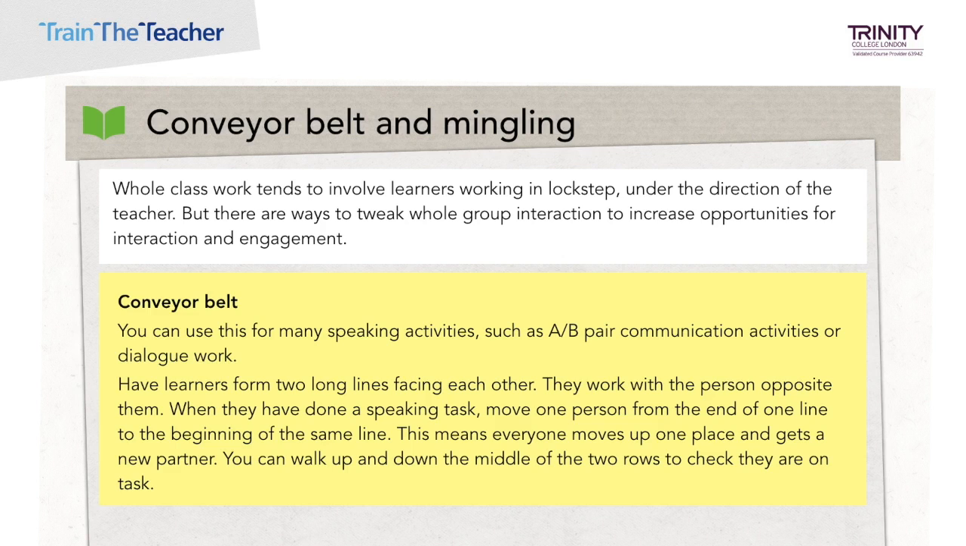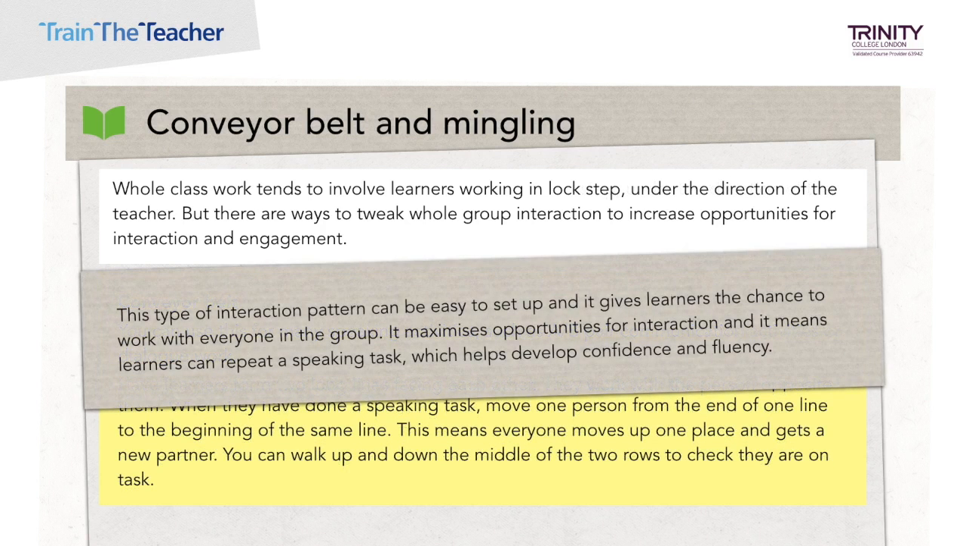You can walk up and down the middle of the two rows or along the sides to check that they're on task and to feed in feedback and help with language. This type of interaction pattern can be easy to set up, and it gives learners the chance to work with everyone in the group. It will maximize opportunities for interaction, increasing student talking time, and it means learners can repeat the speaking task over and over again, which helps them develop both confidence and fluency.